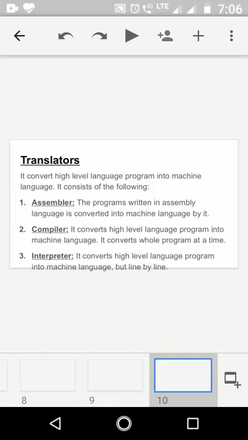The first one is assembler. The program written in assembly language is converted into machine language by the assembler. This we have already discussed when we were discussing assembly language. So this is the translator. Assembler is that translator which is converting the assembly language into machine language.